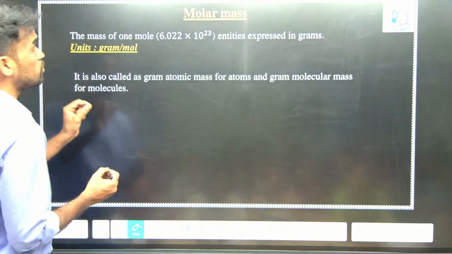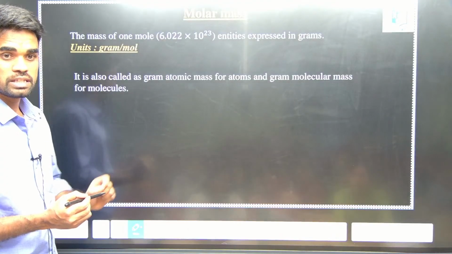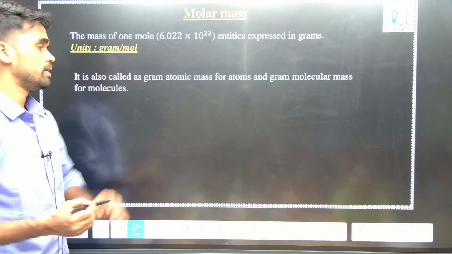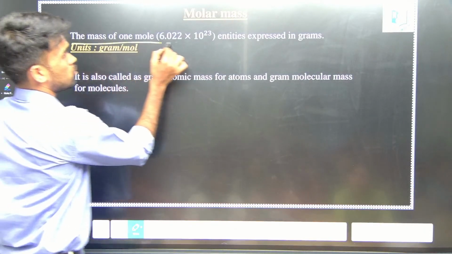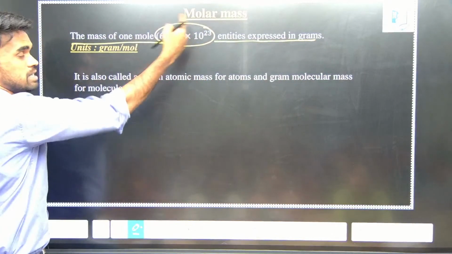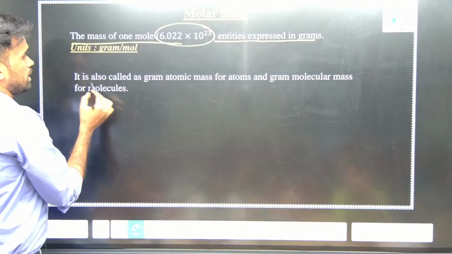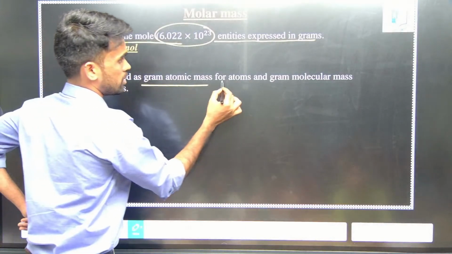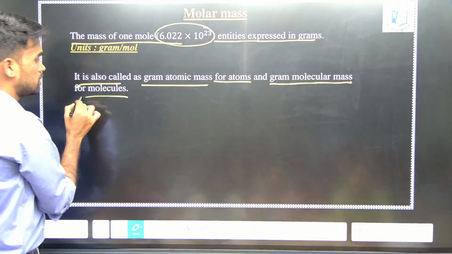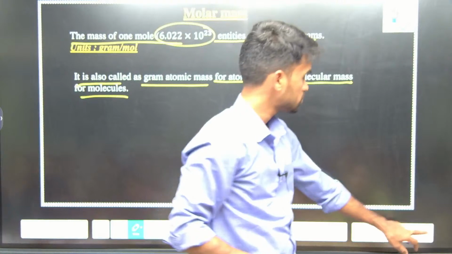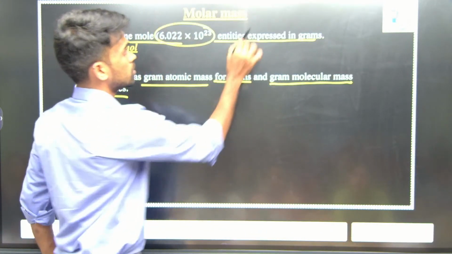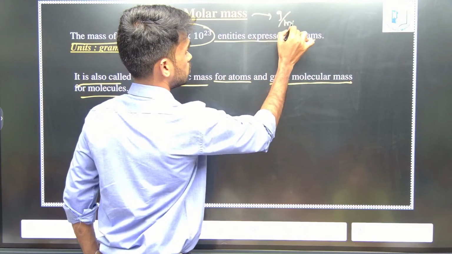Now, molar mass: what did I tell you? The mass of 1 mole of any substance is called its molar mass. So the mass of 1 mole, this much big number, expressed in grams, is considered to be the molar mass. It is also called gram atomic mass for atoms and gram molecular mass for molecules. Now, what is the unit for molar mass? Gram per mole.